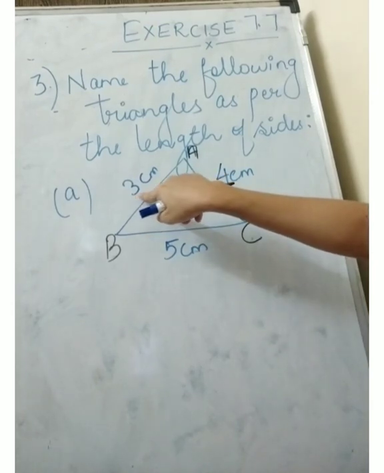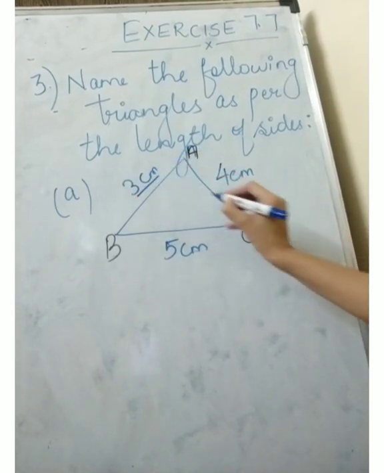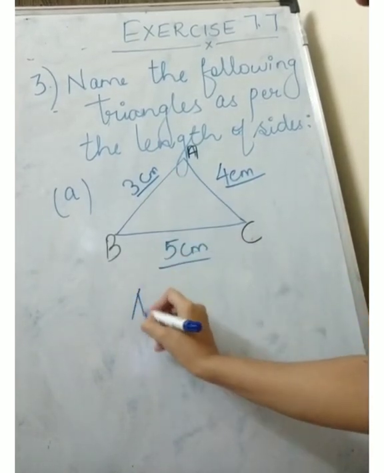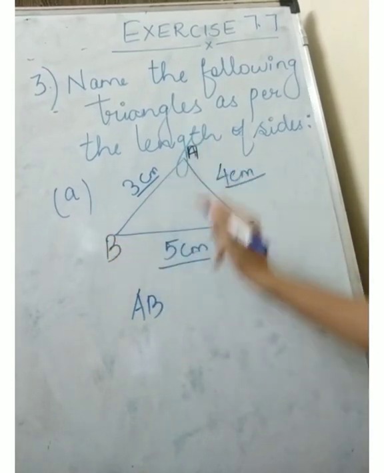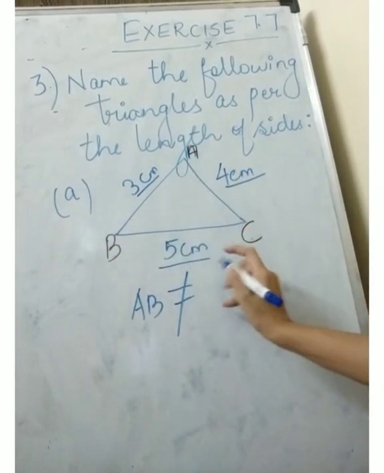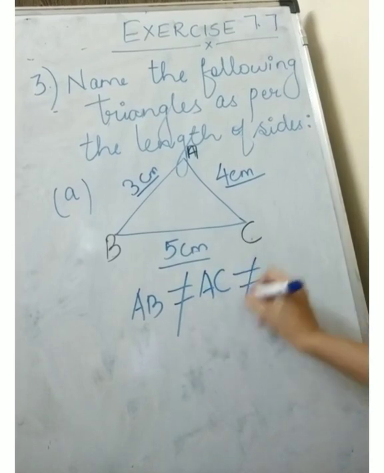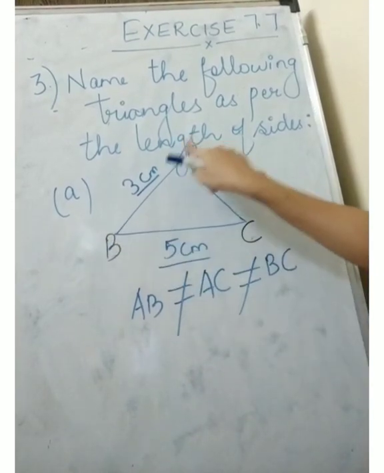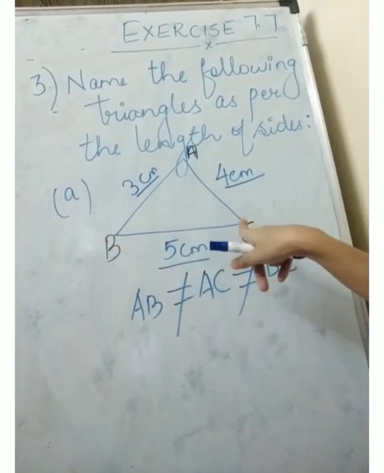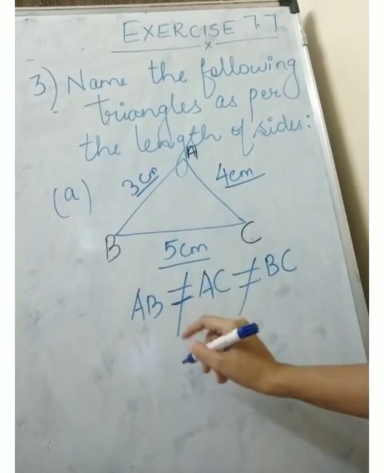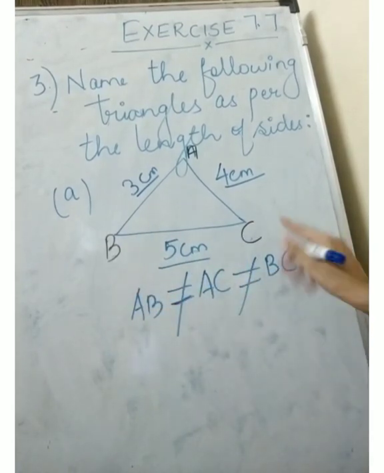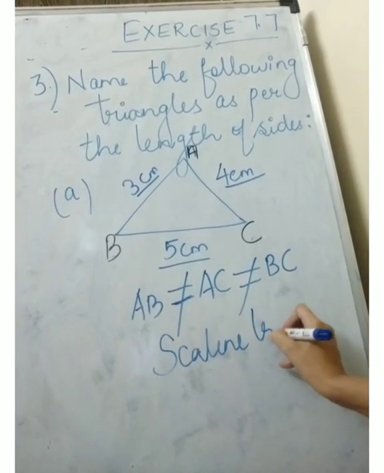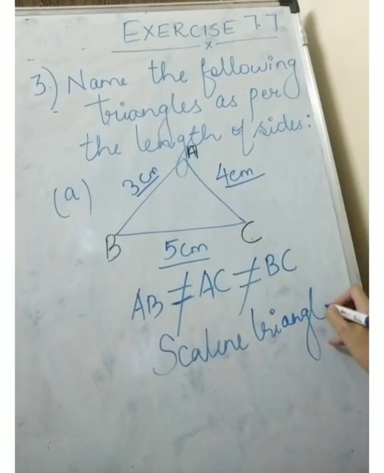You can see one side is 3 centimeter, one side is 4 centimeter and one side is 5 centimeter. It means AB is not equal to AC, is not equal to BC. Simply, I have written three sides: one is AB, one is AC and one is BC. And this is the symbol of not equal to. If all the three sides are not equal, then that type of triangle is called a scalene triangle. Okay.